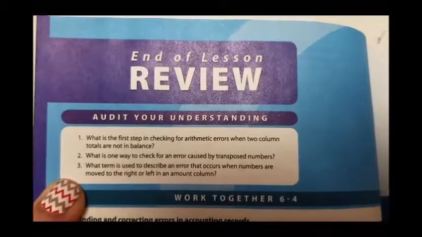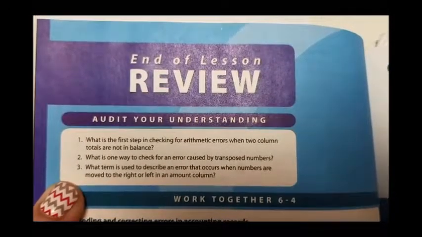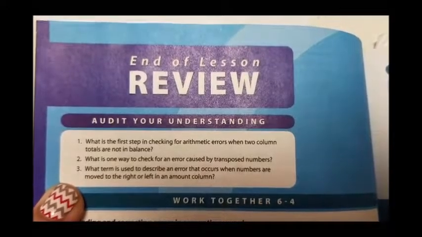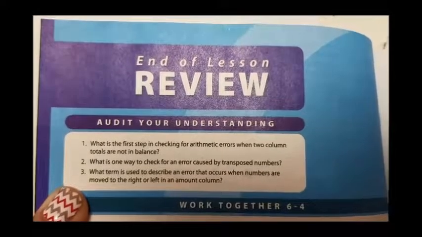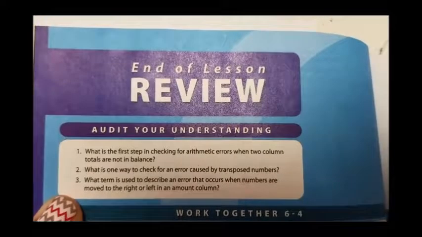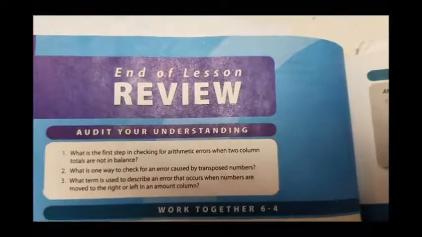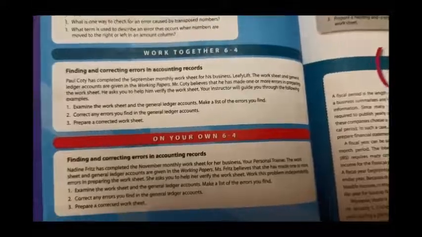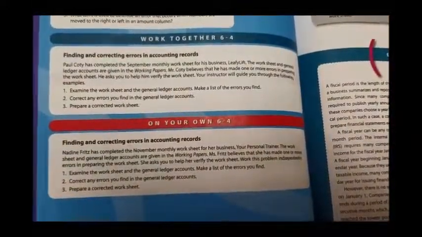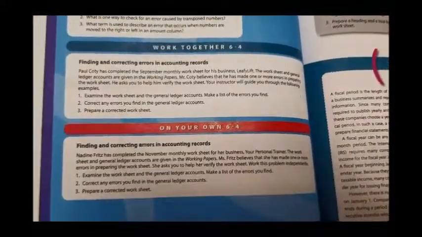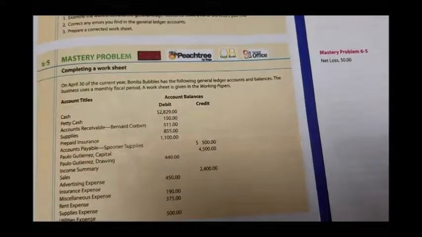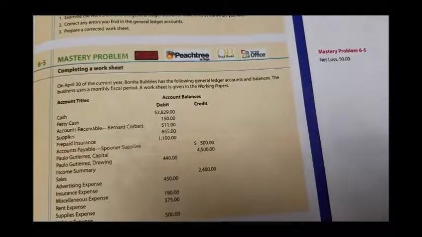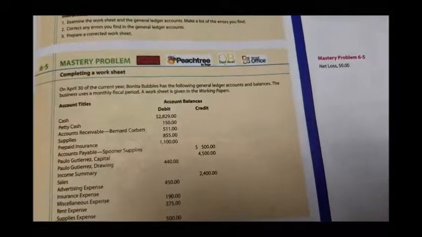And number 3, what term is used to describe an error that occurs when numbers are moved to the right or left of an amount column? That's where I had written, maybe I wanted to write 100, but I accidentally wrote 10. What was that called? In class, we're going to be doing the work together, and the on your own, and the application problem. This is the end of the chapter. Then tomorrow, after we do this one, the next thing we're going to do is work on the mastery, and you are ready for your test.